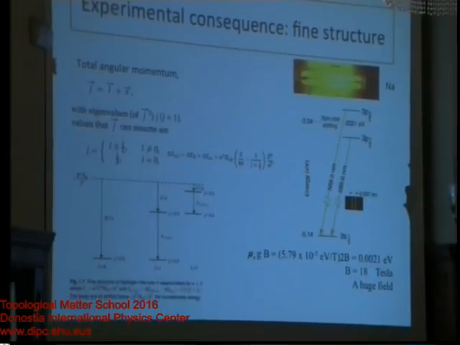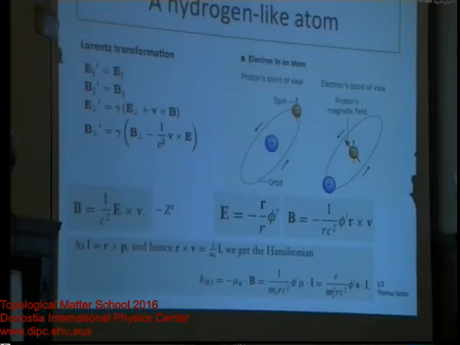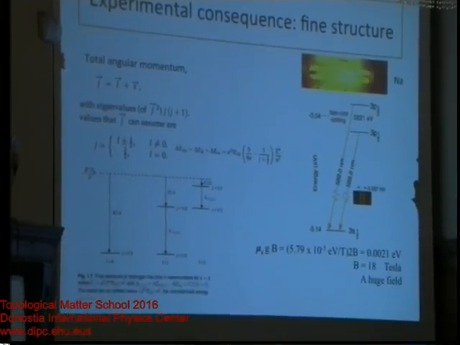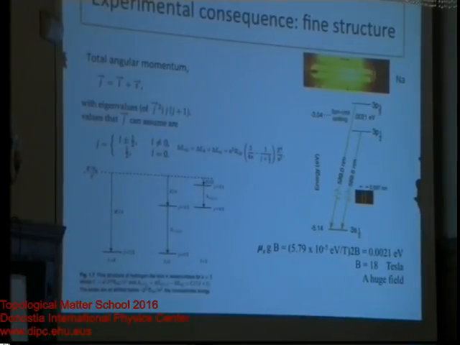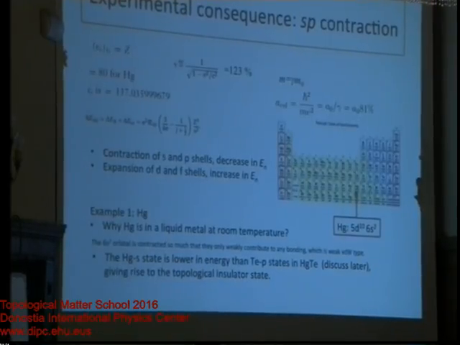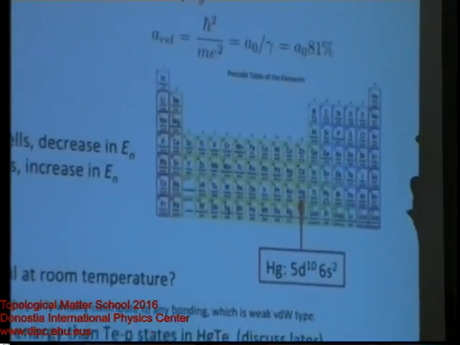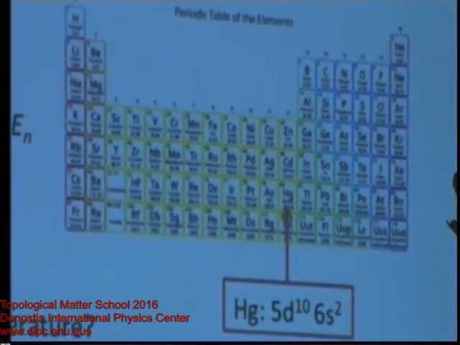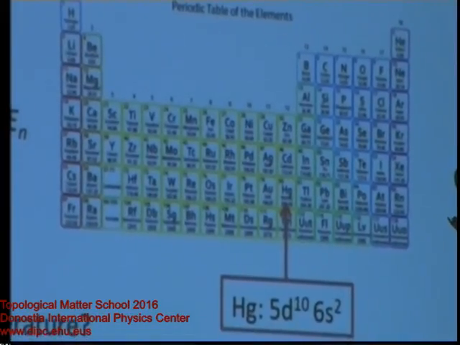And here, indeed, as we discussed, this E cross B term. From a simple calculation, one can really get the number for sodium. This is one experimental consequence, and as we will see, there will be a lot more. For example, one is called SP contraction. Does anyone know what it means, or any chemistry students here? No? Okay, maybe I should talk about it later, slowly.